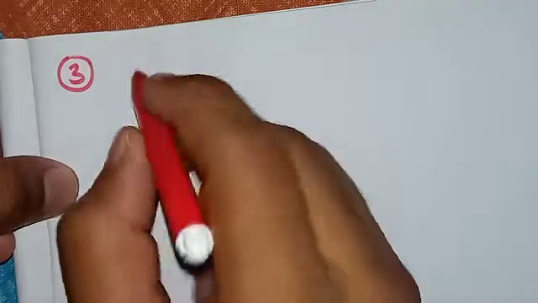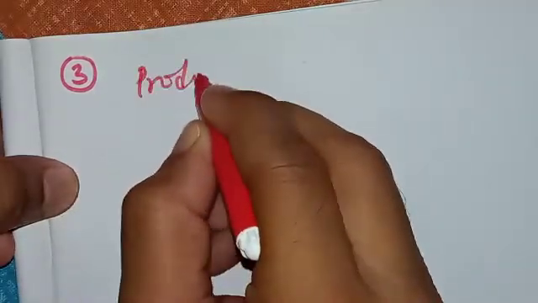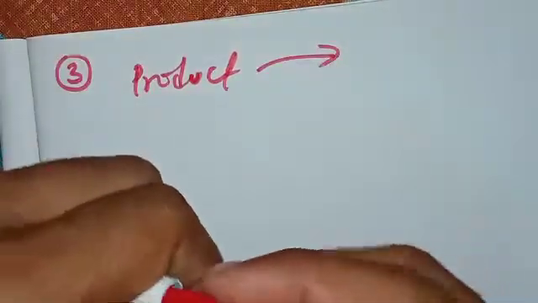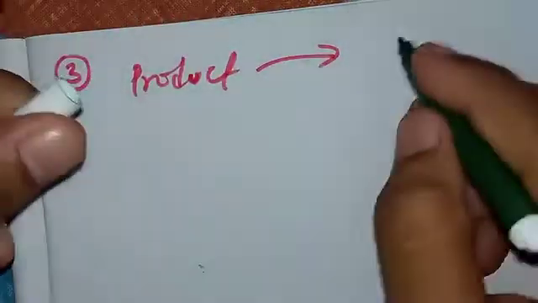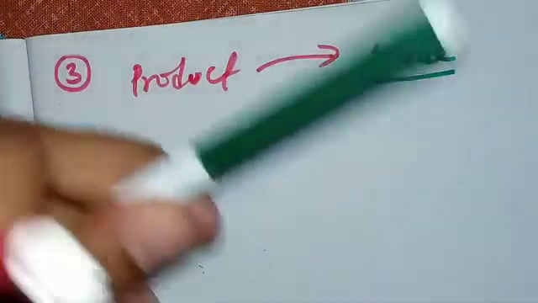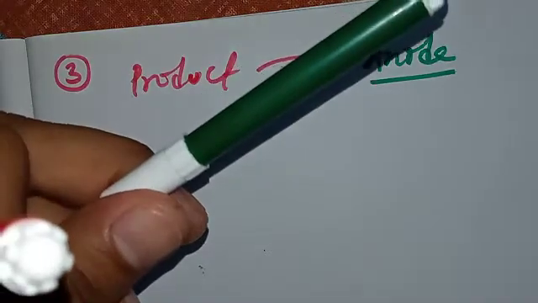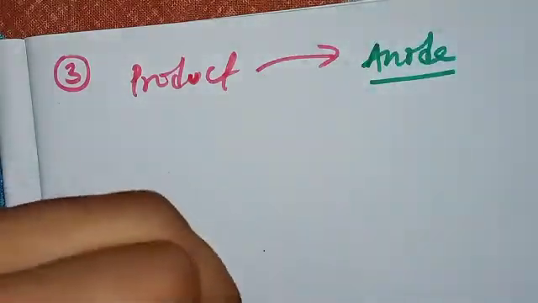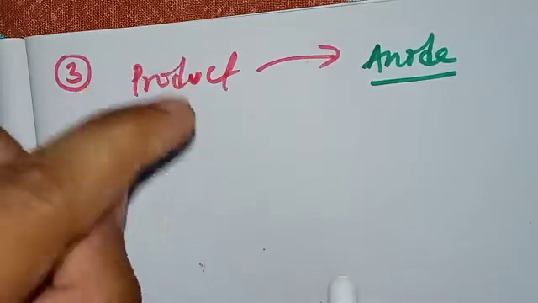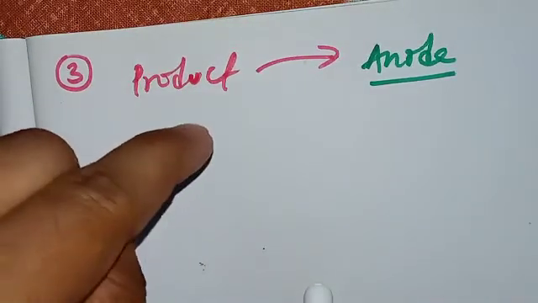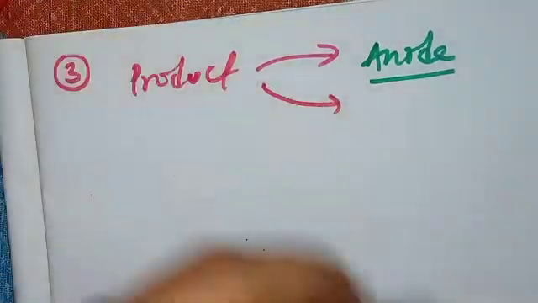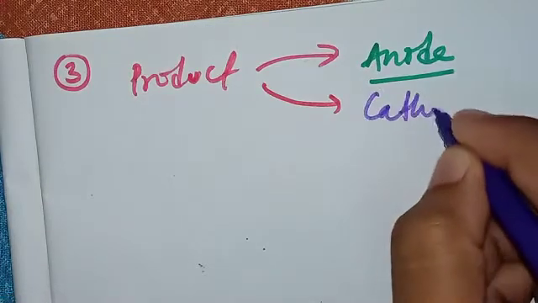Very interesting. The product of the reaction, you know a reaction has products and reactants. So the products are formed at the anode and cathode itself. The products of electrolysis are formed at the anode and the cathode itself.